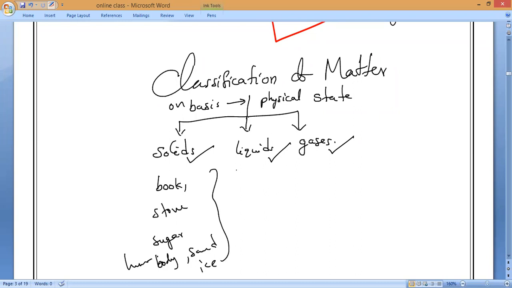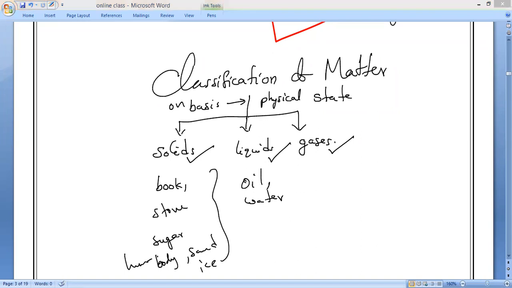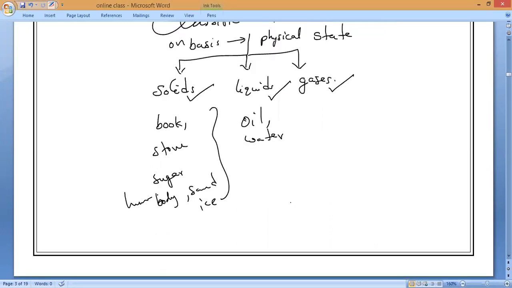Now liquids. Anyone? Liquids. Oil. Water. That's all. Oil, water, kerosene, petrol, alcohol, everything we used to call what? Milk. We can say milk mainly. Okay. Kerosene, juice, petrol. All this we used to call liquids.